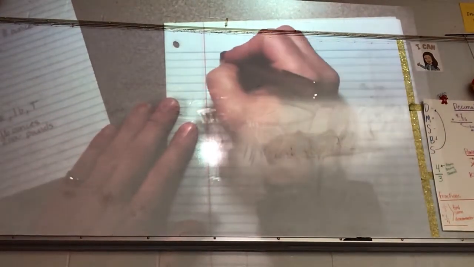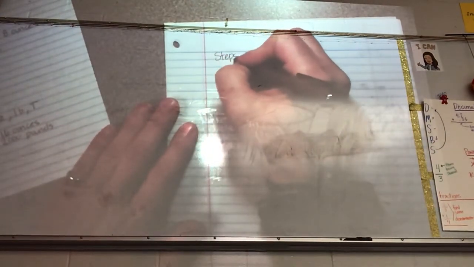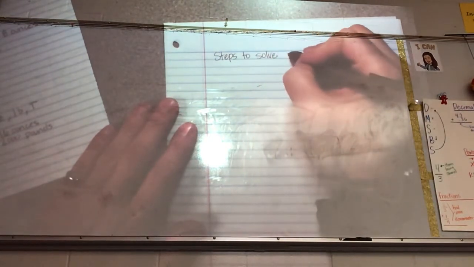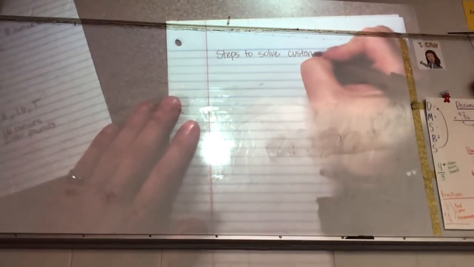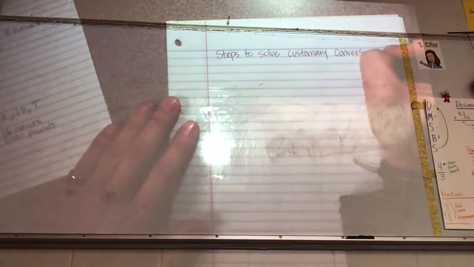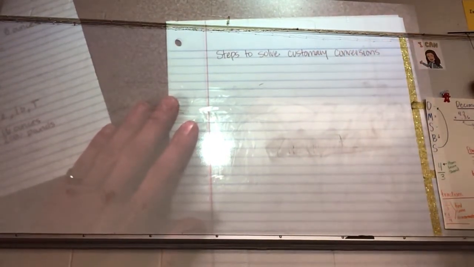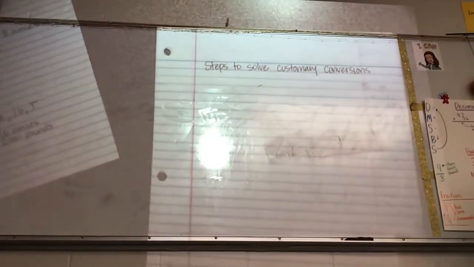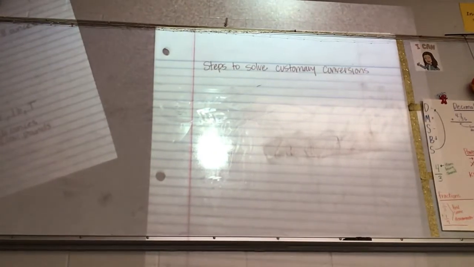There are 63,360 inches in a mile. Good. Good job. Multiply it by 12. Yes, ma'am. Steps to solve customary conversion. Come on. We're still going.